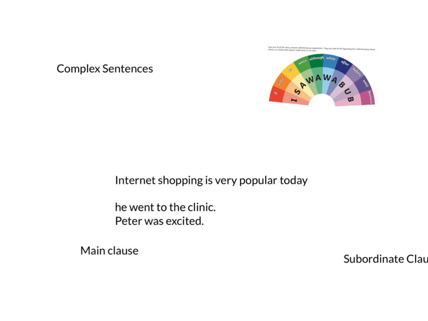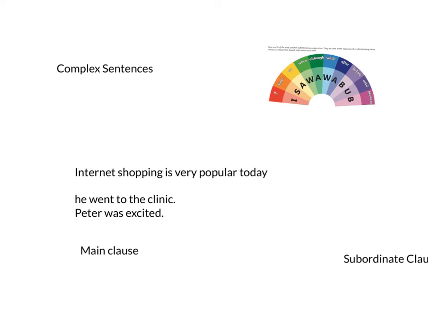For example, a main clause could be, internet shopping is very popular today. That's a simple sentence. The subject is internet shopping, and then some details about it there. Another main clause, he went to the clinic. Simple sentence. The subject is he. Some more information is he's going to the clinic, and there's a verb there as well.